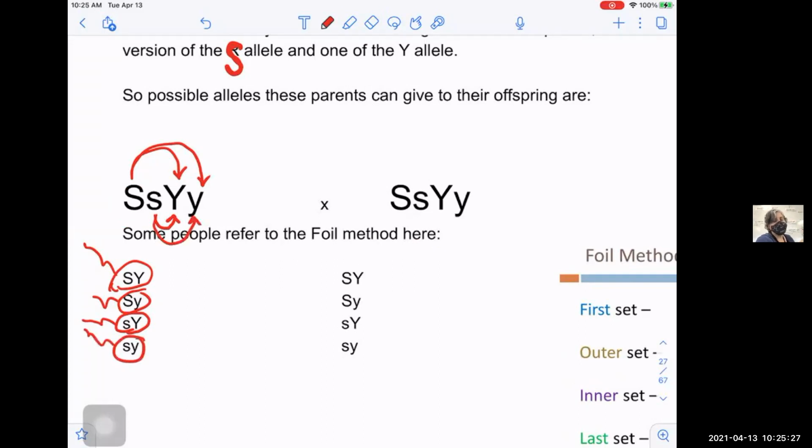Now, a parent can only pass on what it has to pass on. Okay, so there's 4 different gametes here because this parent is heterozygous for both traits. Sometimes there's going to be less than 4 different ones, but there will always be 4 gametes.